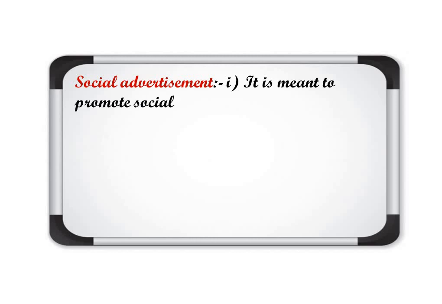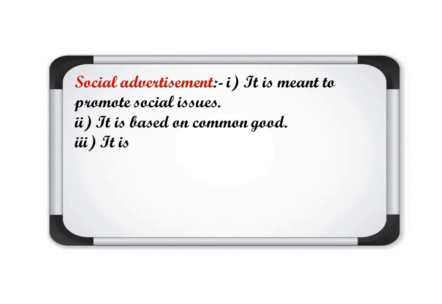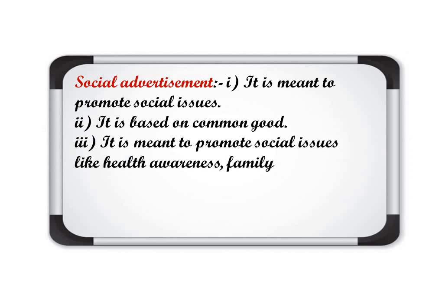The next is social advertisement. Social advertisement is just related to society. So it is meant to promote social issues, the issues that are beneficial for society. It is based on common good, meaning common welfare of the public. These social advertisements are based on social issues. Number 3, it is meant to promote social issues like health awareness, public family planning, etc.